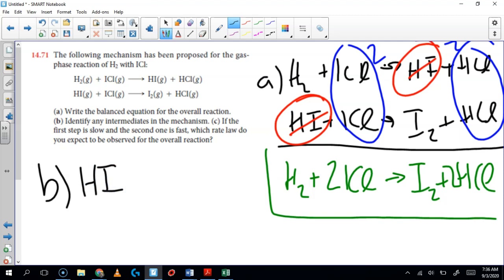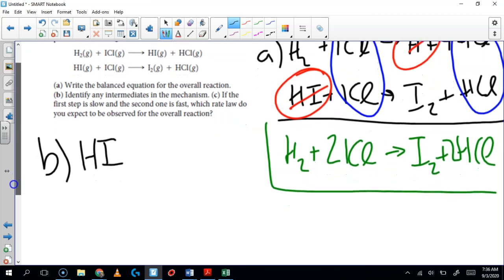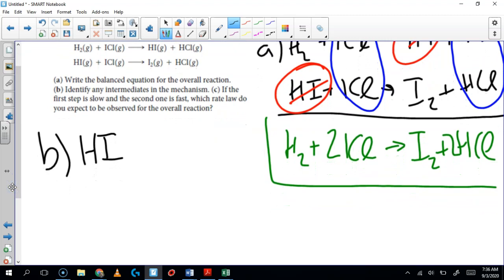And then part C says if the first step is slow and the second step is fast, what rate law do you expect? So remember, the rate law, the speed of the reaction, is dependent on the slowest step in the reaction. That is a confirmation of what we already know. Here, the first step is the slow step, and so we can use that to determine the rate law.